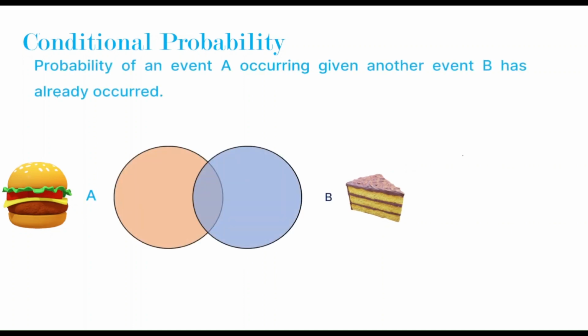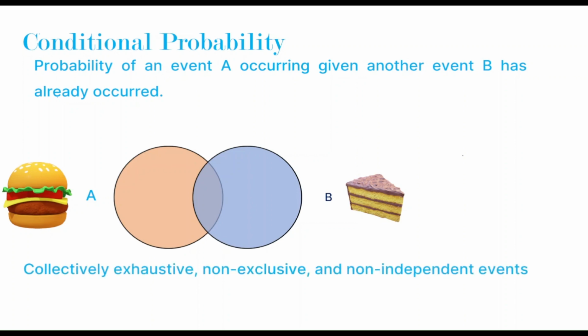It is the probability of occurrence of an event given another event has already occurred. Before moving ahead, consider that here A and B are collectively exhaustive, non-exclusive, and non-independent events. As they are collectively exhaustive, that means there are only two items available for placing the order. Therefore, the probability of A plus probability of B will comprise our sample space whose probability will be 1. Further, since they are non-exclusive, ordering one of them does not stop us from ordering the other item, so we can say that the probability of A intersection B is not equal to 0.